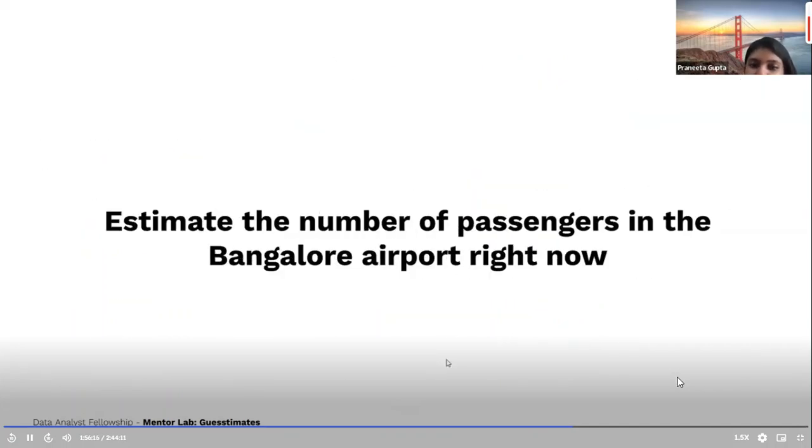So we'll take another example over here. You have to estimate the number of passengers in the Bangalore airport right now. Okay, so this is something I want you guys to attempt. What are the different parameters you would consider? And then we will use a bifurcation. But again, please take some time, think about it, jot down your points. I'll give you 1 minute and then we'll discuss.